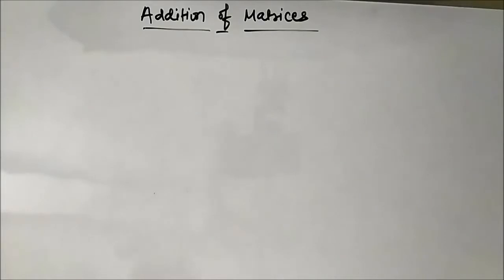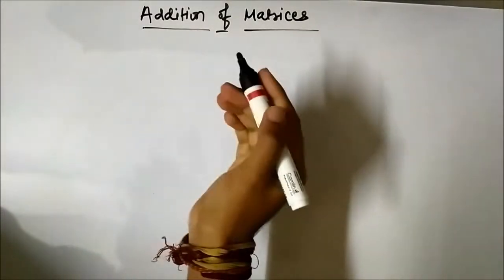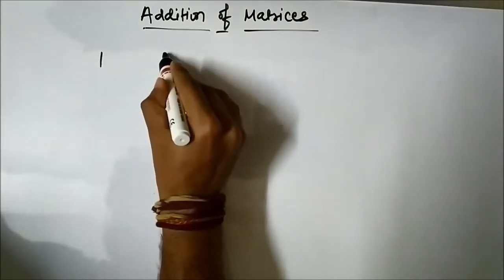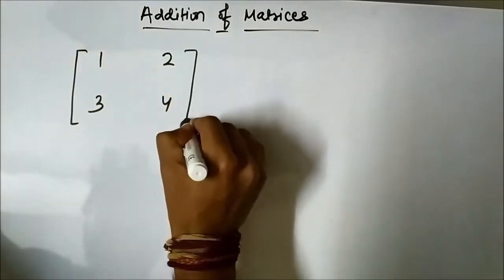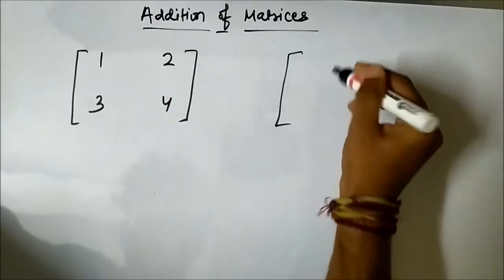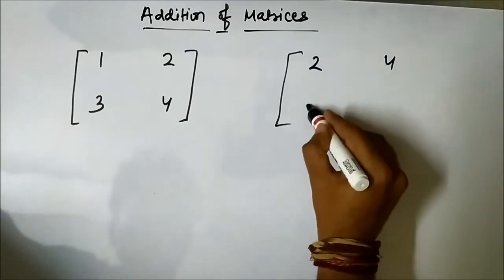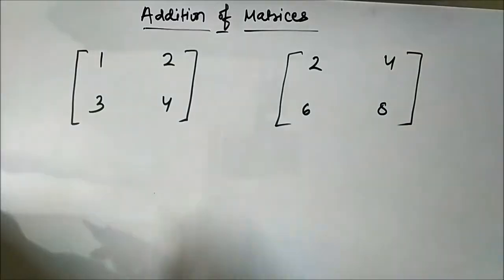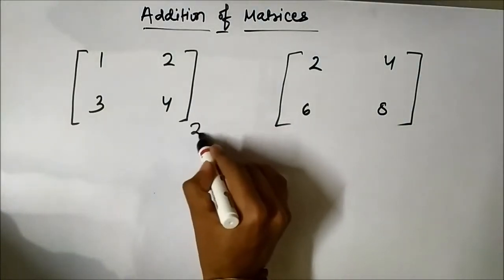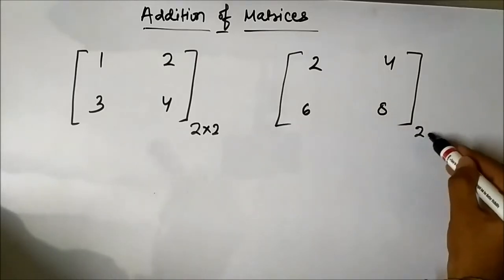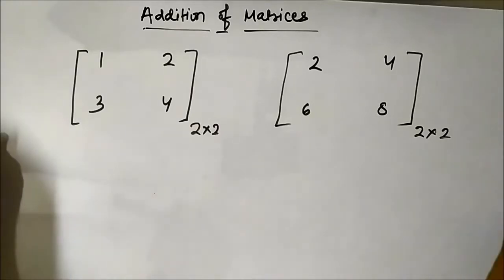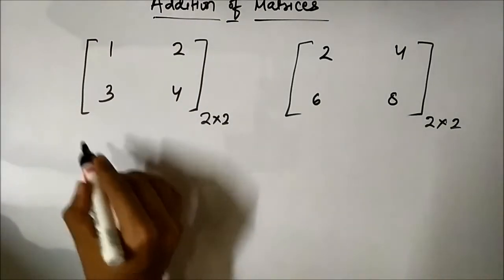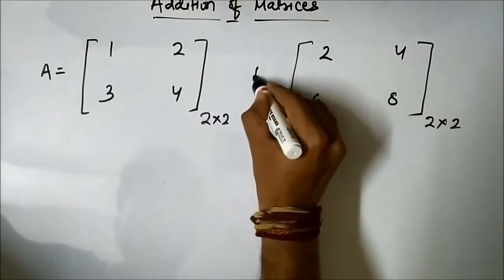Let us start with a simple addition of a 2 cross 2 matrix. Let's say this is one matrix and another matrix, let's say this. Now these two matrices have order 2. They are square matrices of order 2, that is 2 rows and 2 columns. So they can be added. They satisfy the condition for addition of two matrices. So let's say this matrix is A and this matrix is B.